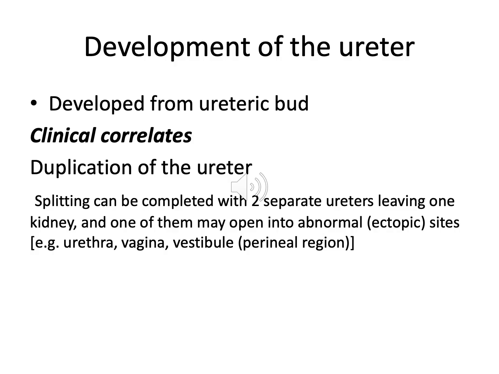Let's see the development of the ureter, which is very simple. The ureter develops from the ureteric bud. The importance of this is that duplication of the ureter can happen during the development period. In duplication, the splitting can be complete, with two separate ureters leaving one kidney, and one of them may open into abnormal sites such as the urethra, vagina, or vestibule.